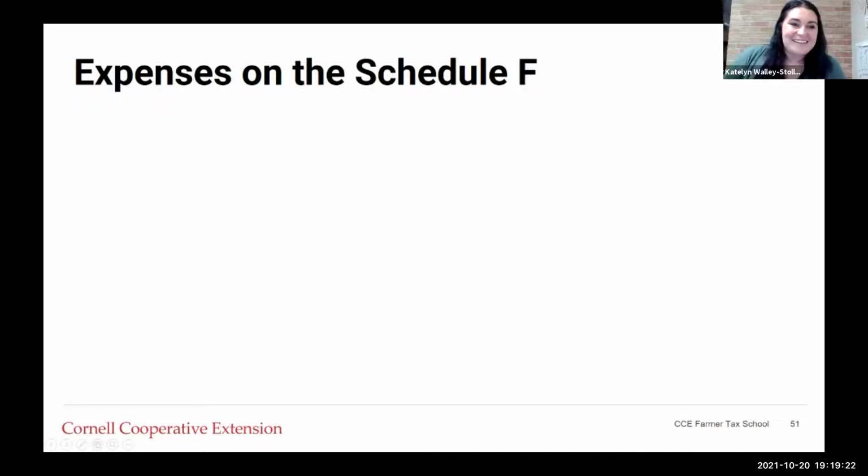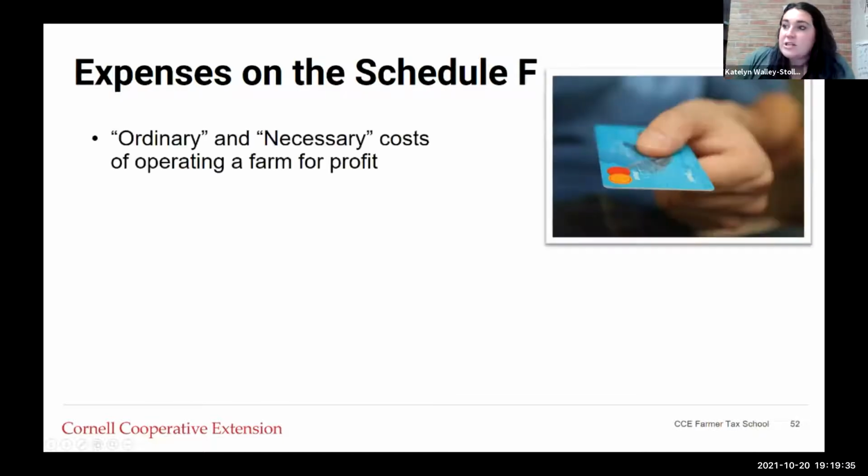Okay, so now to the not so fun part of our Schedule F, and that is the expenses. Again, this is just an overview of the different kinds of expenses that we might see on our Schedule F. In general, any ordinary or necessary cost of operating your farm for a profit, or with the intent to earn a profit, is considered an expense that should be recorded on your Schedule F.